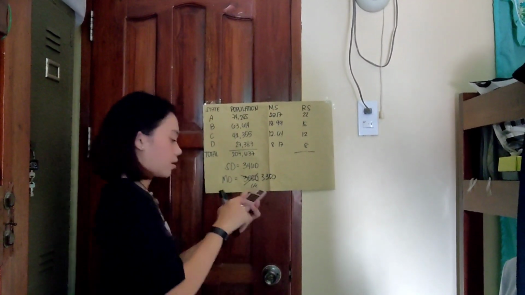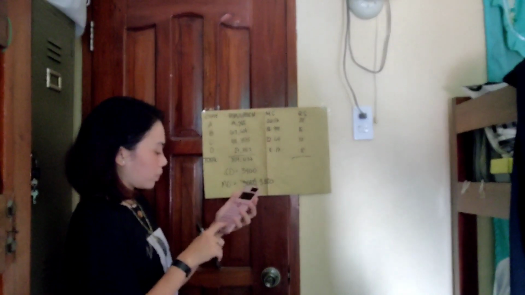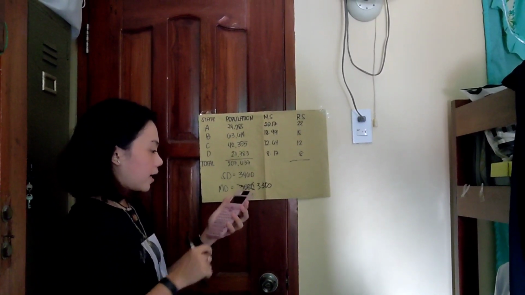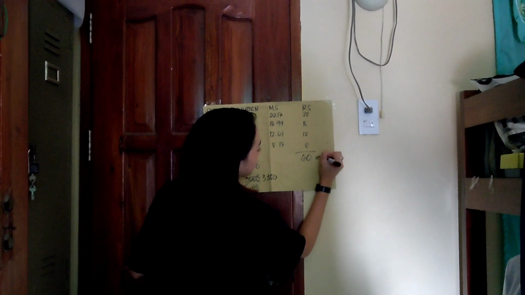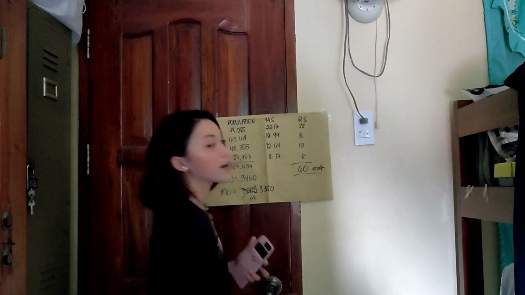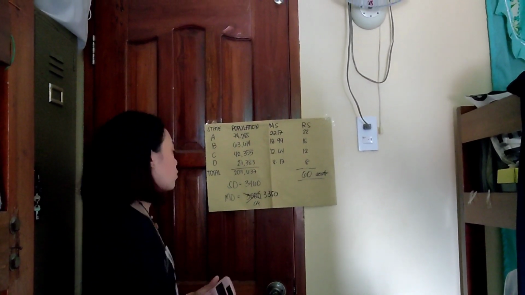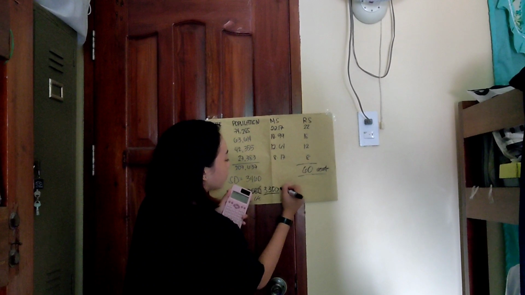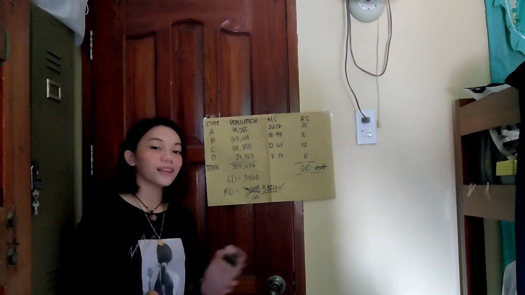Let's add this rounded share. 22 plus 18 plus 12 plus 8 is equal to 60 seats. So we get our representatives. Our modified standard divisor is 3,350. So let's proceed to example number 5.